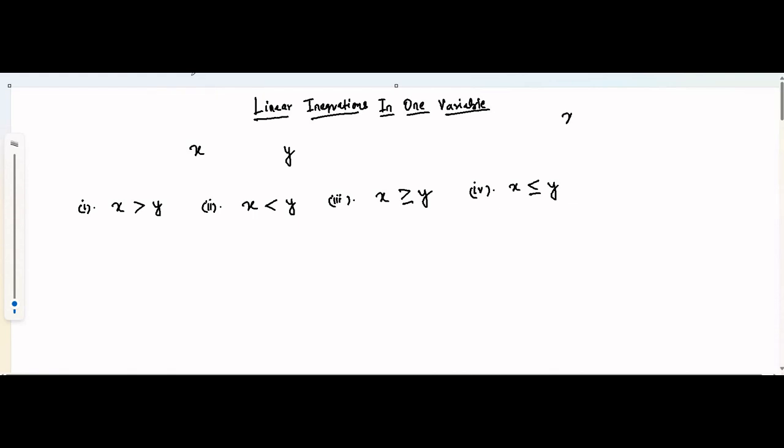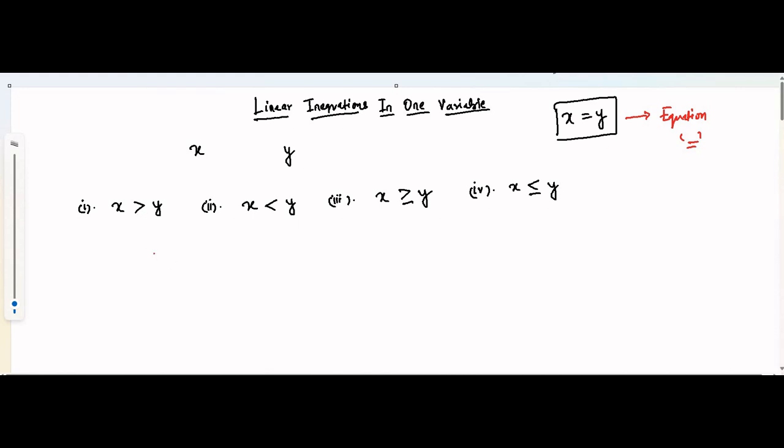And there is this x equals y. This x equals y is called an equation, because both the quantities are equal, that's why it is called an equation. So wherever you see this equal to sign, it represents an equation.